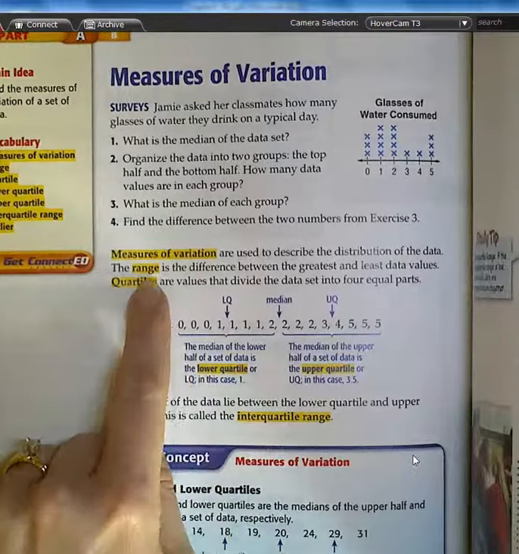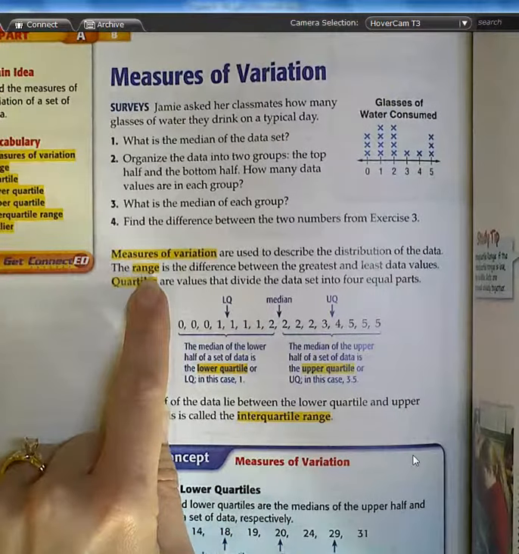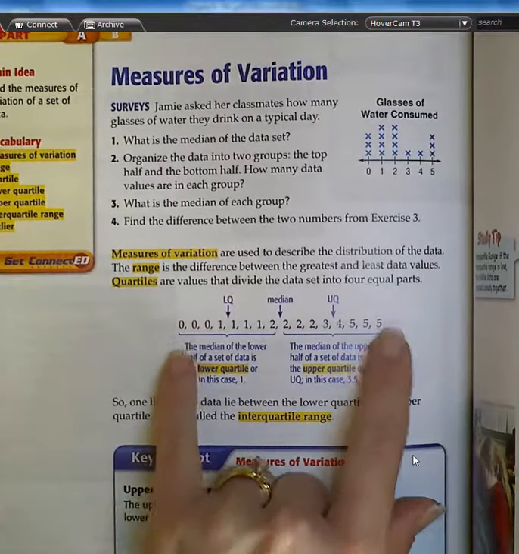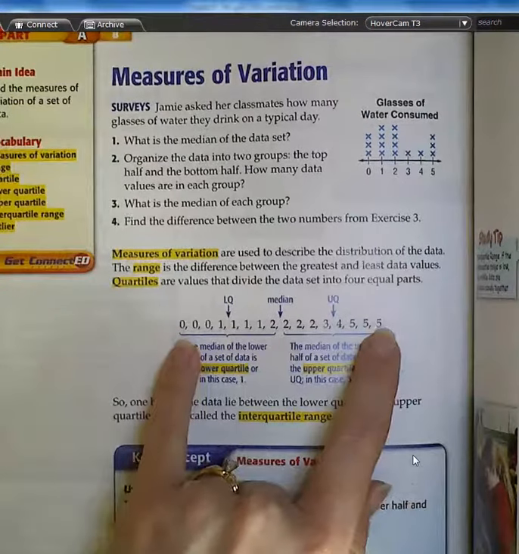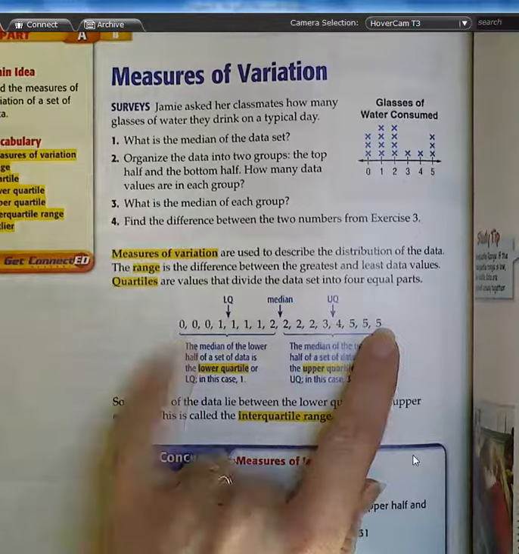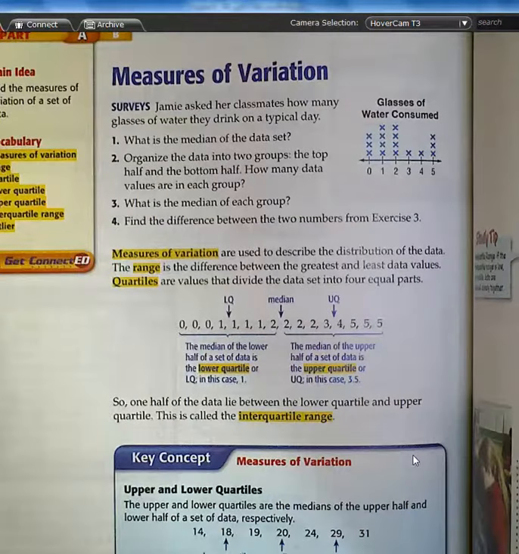From last year, you remember that the range is the difference between the greatest value and the least value. So 5 take away 0 would be 5. The range is 5. Now, today, we're going to learn quartiles.